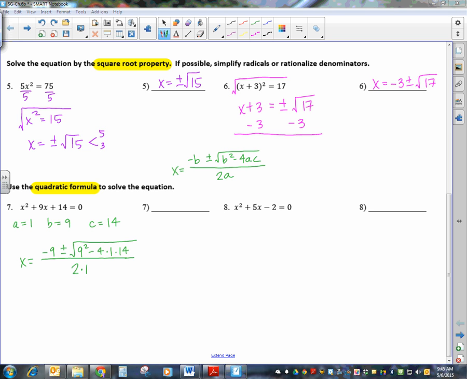Okay, continuing with that. So you get out your calculator. I've had some people that are having trouble putting this in, so to be on the safe side when you do it, you should be putting this in your calculator and making sure that you know how to use it. 9 squared minus 4 times 1 times 14 is equal to 25 all over 2.